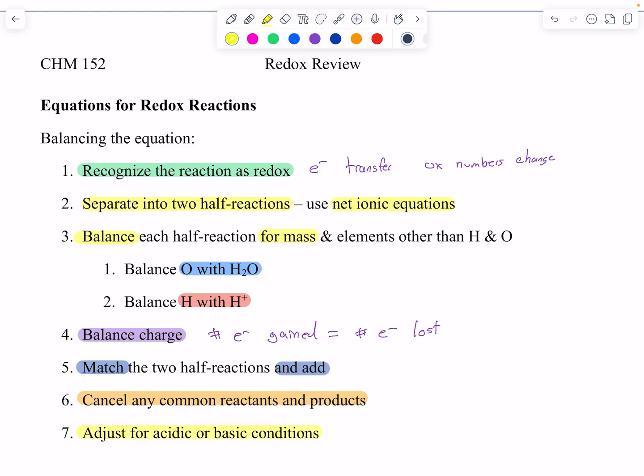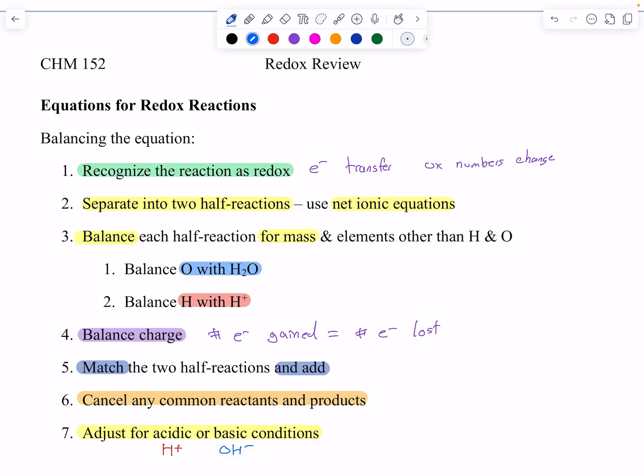Acidic conditions means we're allowed to have H plus floating around, and basic conditions, we're allowed to have OH minus floating around. But we're not allowed to have the opposite. When you're acidic, you can't have hydroxide floating around. It's going to react with H plus to make water. In basic conditions, you can't have H plus floating around. It's going to find OH minus and make water. So that's what we're adjusting.